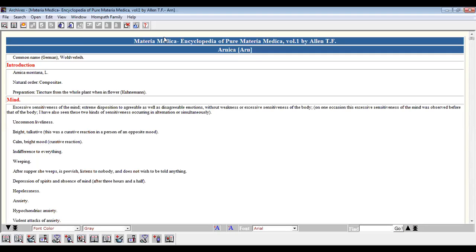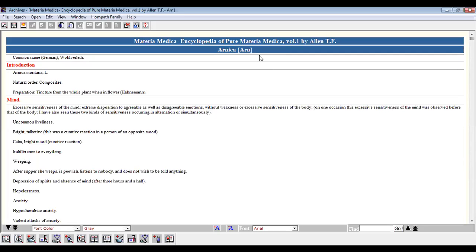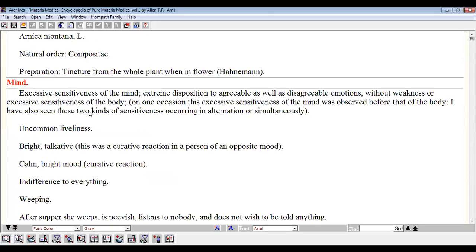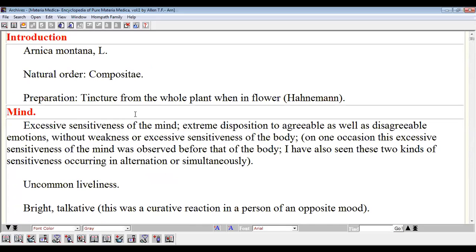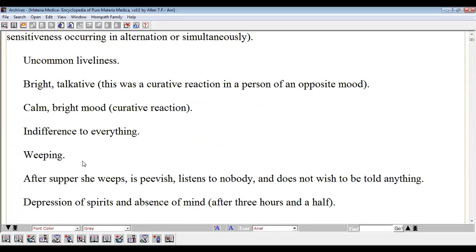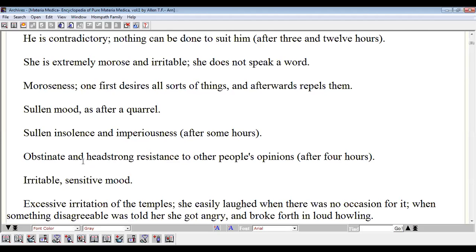Then another example is the Encyclopedia of Pure Materia Medica, Volume 1 by T.F. Allen. Now again, this is an example of the anatomical schematic method, and see the difference. The difference is that in the Encyclopedia of Pure Materia Medica, the headings are mentioned. For example, you can see in this red font, enlarged for you. First is the introduction, then all the symptoms of mind, excessive sensitiveness of mind, extreme disposition, bright, talkative, calm, cheerful mood, indifference to everything. There is a huge list of all the symptoms related to the mind, given under that red heading, mind.